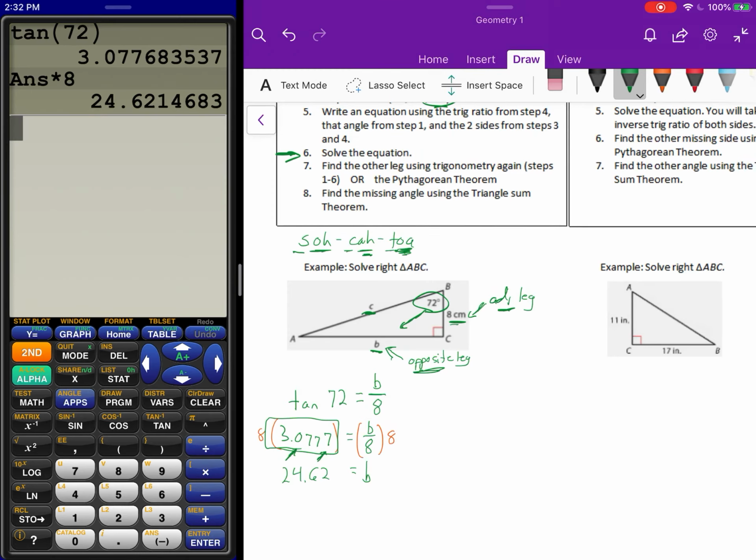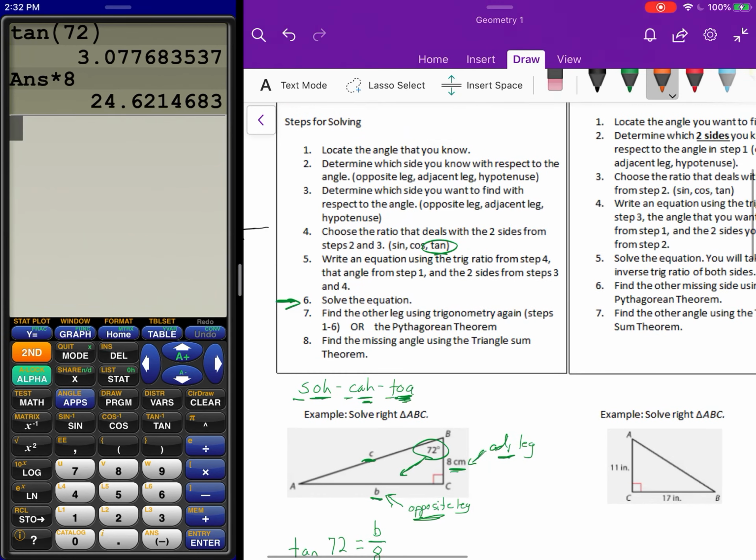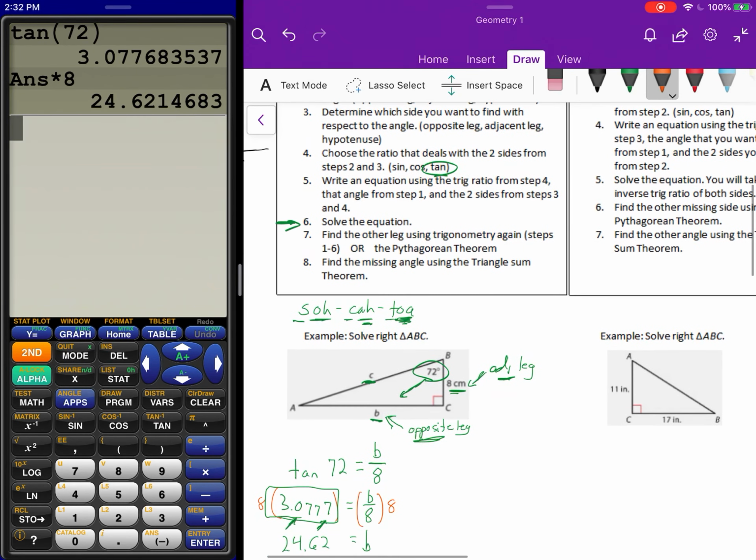We solved the equation. Step 7, find the other leg using trigonometry again, steps 1 through 6, or the Pythagorean theorem. Honestly, as you get better, trigonometry is quicker. And for the practice, let's just use trigonometry again. So back to step 1, locate the angle that you know. All right, we'll do this one in orange. So we know the 72. The side we know is 8.